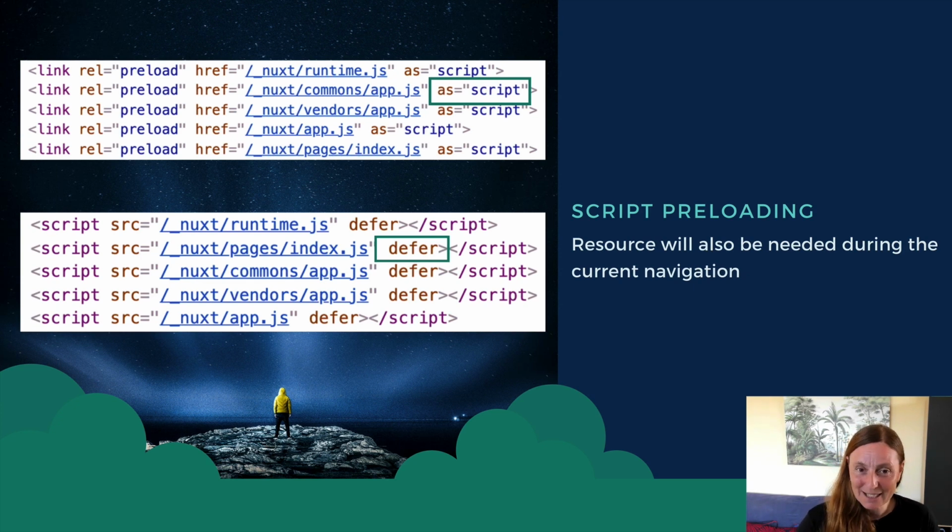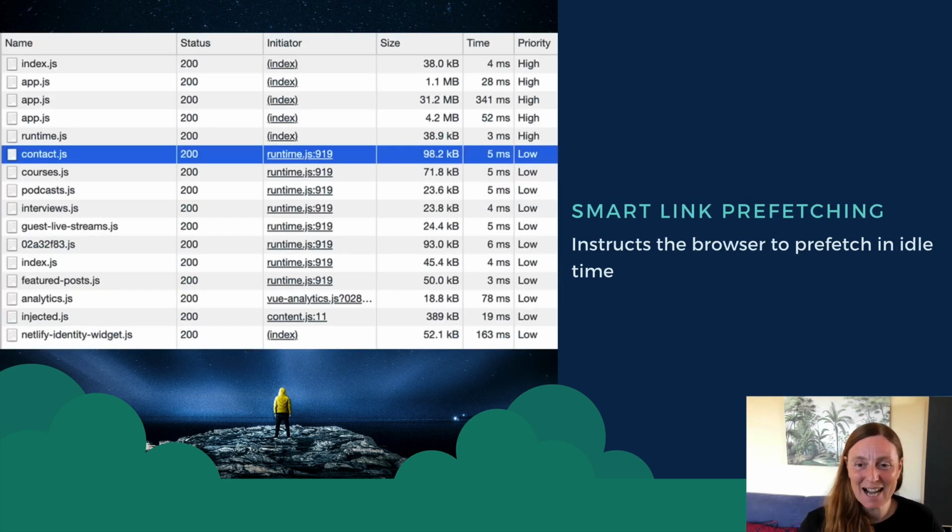So script preloading. We preload the scripts for you. Basically you'd be putting in link rel preload as a script and deferring them. So these are the scripts that are needed during the current navigation. It's what Nuxt needs to get this page up and running. And this is all just done as script preloading. So really, really cool. Again, just all done for you out of the box. Love it.